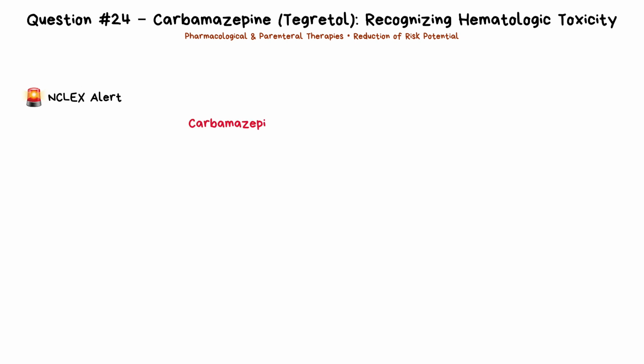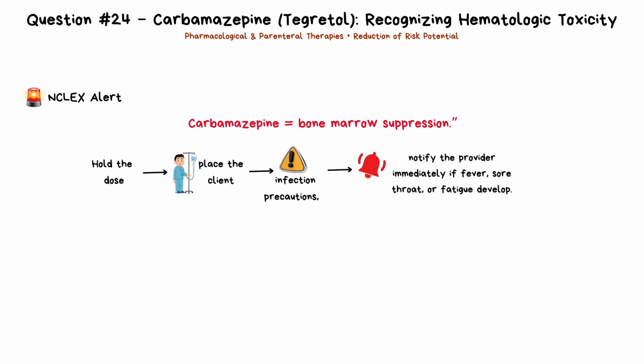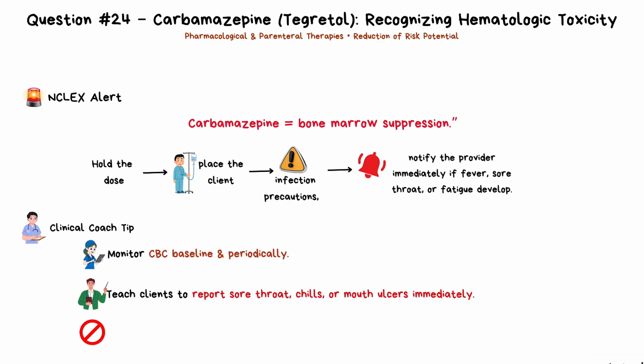Here's your NCLEX alert. Remember this phrase: carbamazepine equals bone marrow suppression. If you see fever, sore throat, or fatigue in a client on this drug, stop the dose and notify the provider immediately. Implement infection precautions. It's a safety priority. Now, your clinical coach takeaway. Monitor a CBC baseline and periodically throughout therapy. Teach clients to report early infection signs, like chills, mouth ulcers, or sore throat, right away.